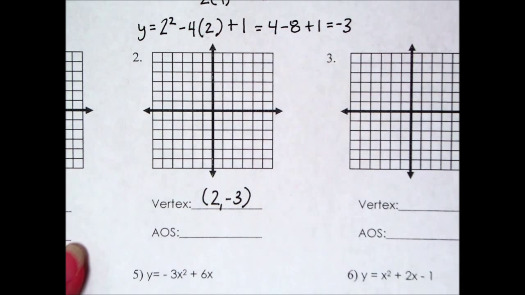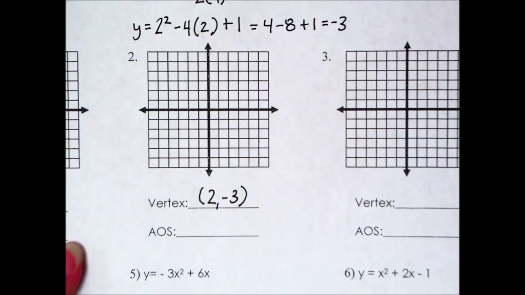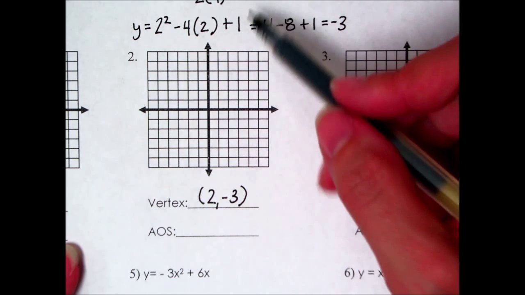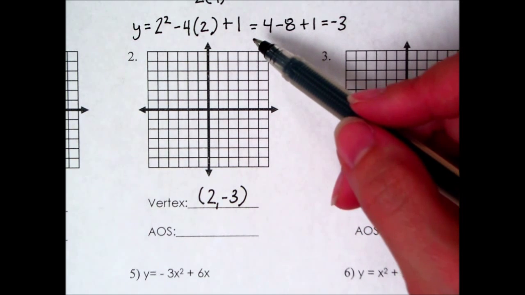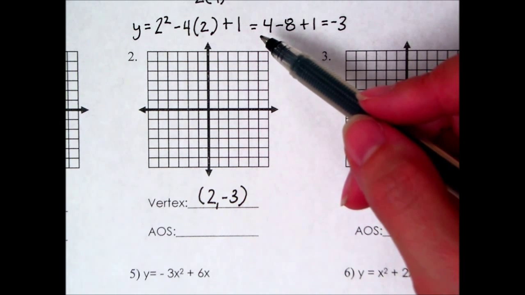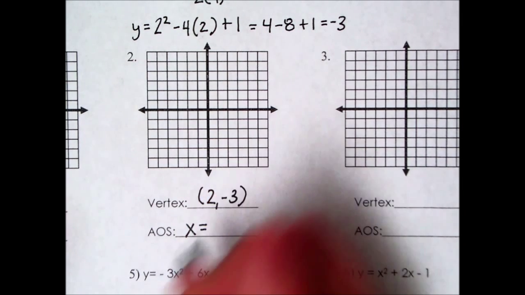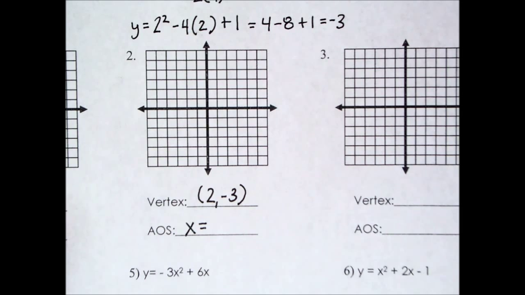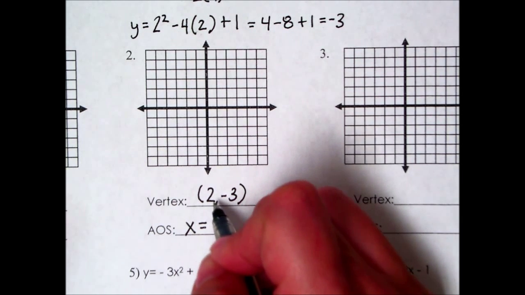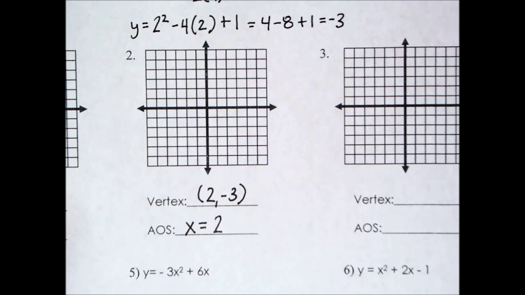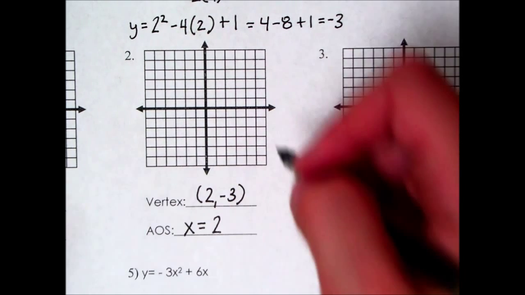The axis of symmetry is a line, and it's going to be a vertical line, one that goes up and down, where it would cut the parabola directly in half. So the axis of symmetry is going to be an x equals equation, because that's how you get the equation of a line for a vertical line. So x is equal to this value here, 2. And now we're ready to make a table.